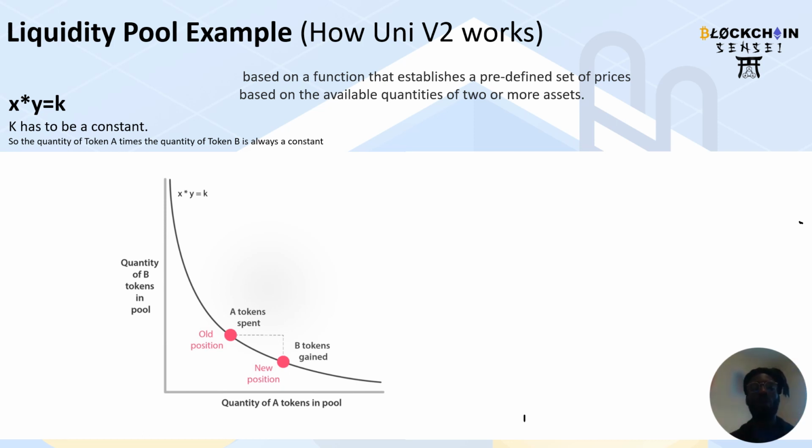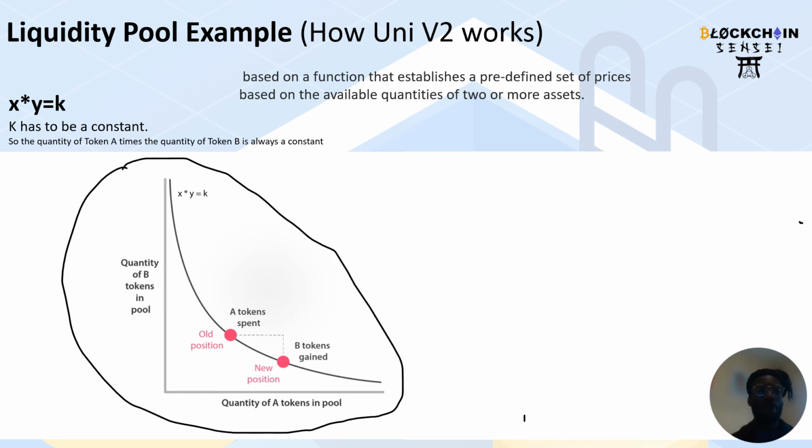Okay, so let's imagine we have a liquidity pool. Okay, so this is our liquidity pool. In our liquidity pool we have a quantity of token A, which is represented by the x-axis, and a quantity of token B represented by the y-axis. Okay, so we know x is A and y is B. Okay, so x times y is equal to k. When you plot that curve out, you're going to have a curve like this.